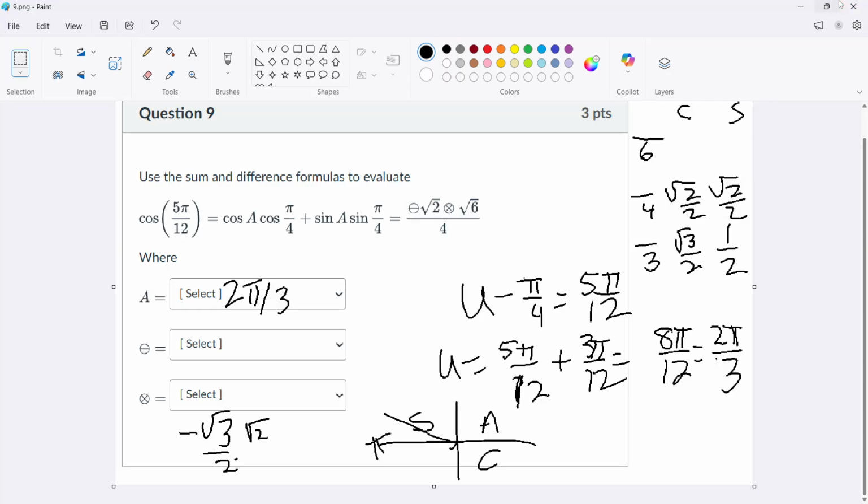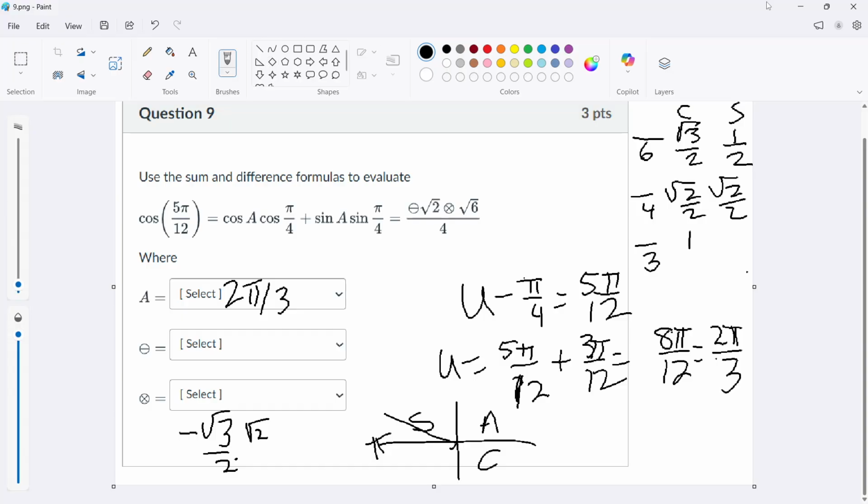For pi over 6, cosine is square root of 3 over 2. Why didn't you correct me on this? And sine is 1/2. For pi over 3, cosine is 1/2. And sine is square root of 3 over 2. I'll show you the unit circle in a second. 1/2, square root of 3 over 2. So this is negative 1/2. Negative 1/2.